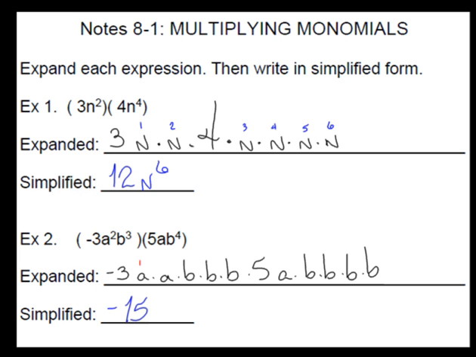I have 1, 2, 3 a's. So I now have a to the third power. Go and collect up all my b's. There's 1, 2, 3, 4, 5, 6, 7 b's. So I have b to the 7th power. We have been multiplying our monomials.